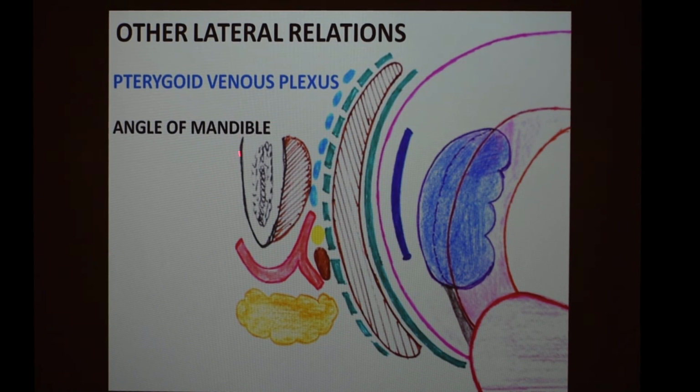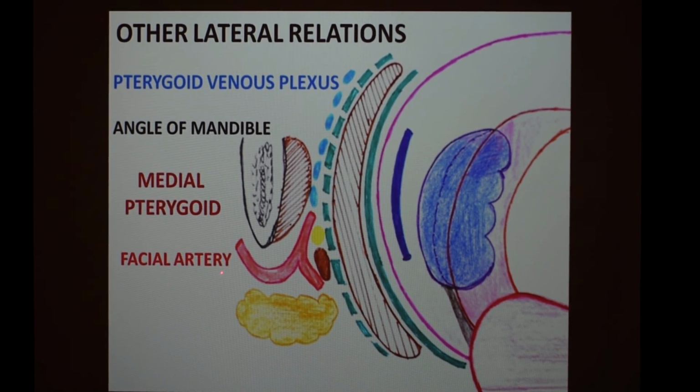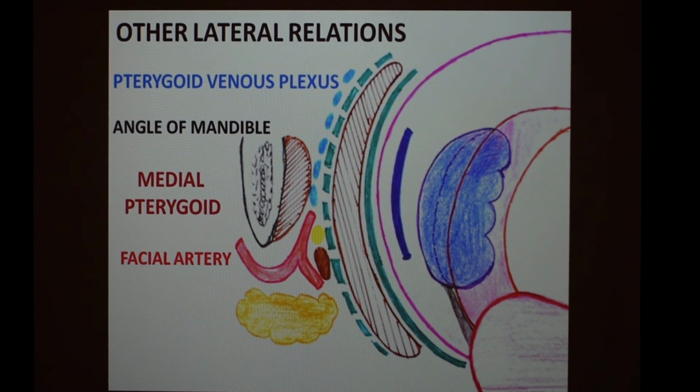Then this bony part is the angle of the mandible, and the muscle attached to the medial aspect of the angle of the mandible is the medial pterygoid. Below it is the artery curving around the base of the mandible, which you have learned in various lectures of head and neck. That is the facial artery, and the gland through which this facial artery passes, if you remember the submandibular region, is the submandibular salivary gland.